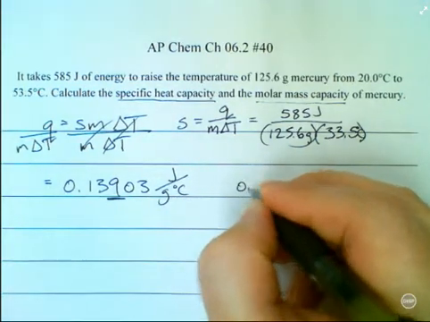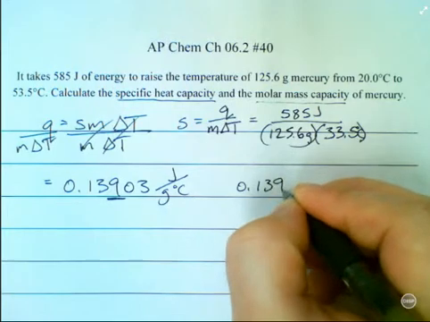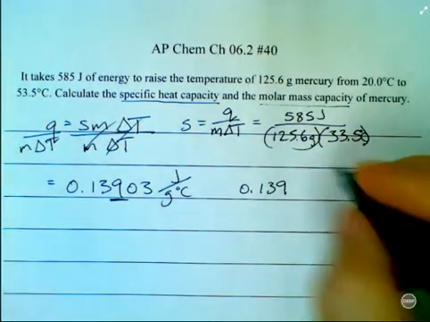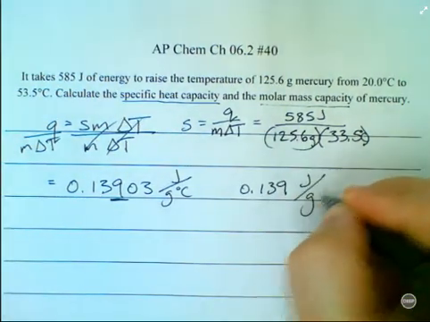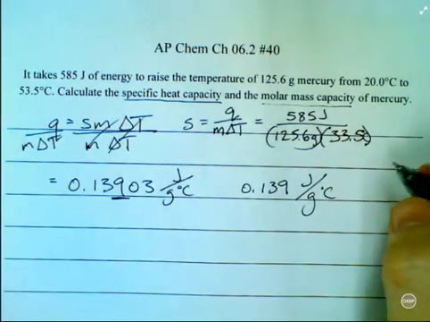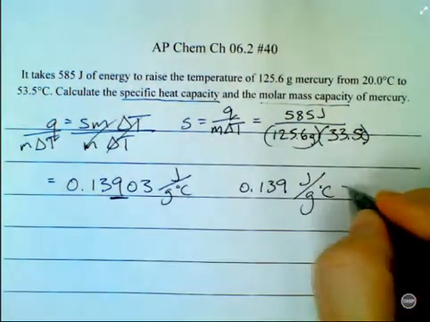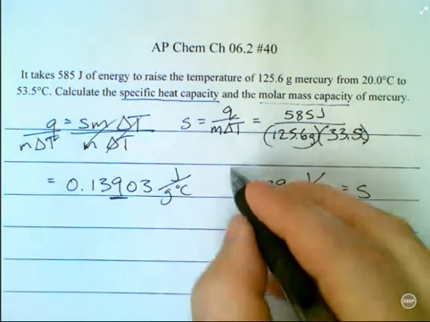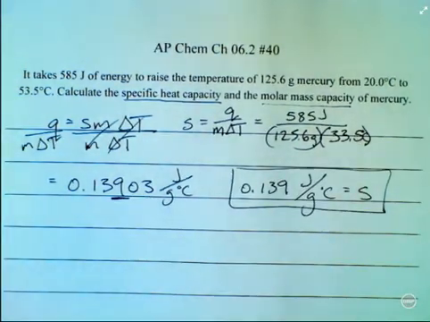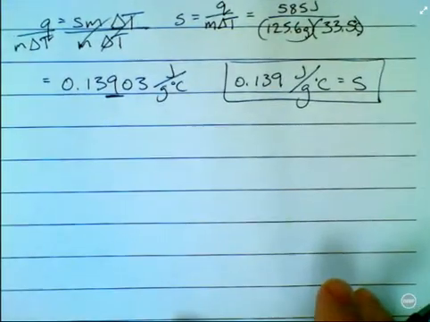So 0.139 joules per gram degree Celsius equals S. Slam dunk. All right. Awesome.